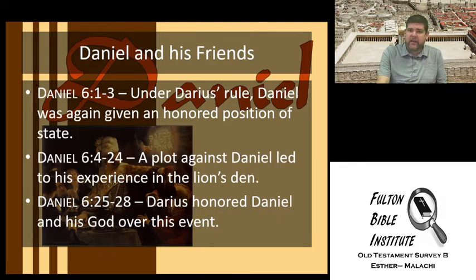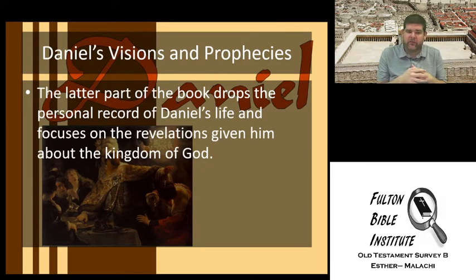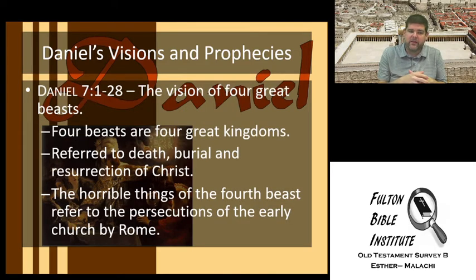From there, we change to Daniel chapter 7. Daniel 7 is where the visions and the latter prophecies happen. Again, the latter part of this book drops the personal record of Daniel's life and focuses on the revelations given him about the kingdom of God. We begin in chapter 7, verses 1 through 28, the vision of the four great beasts.